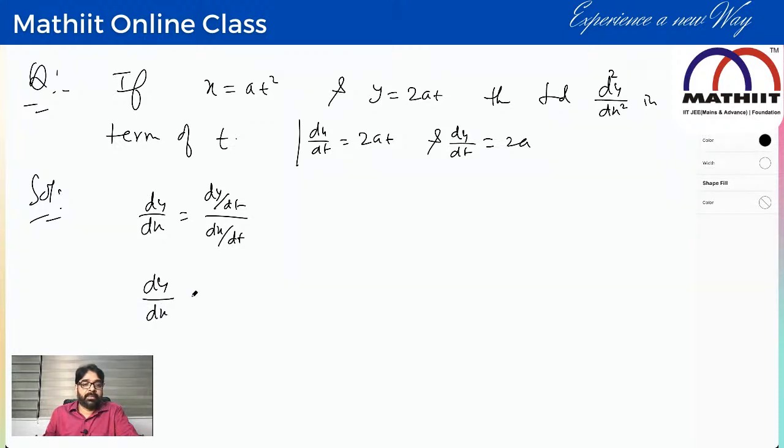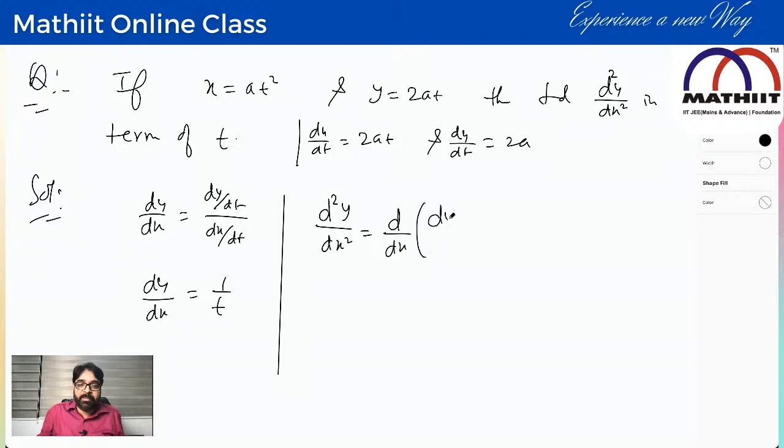So dy by dx will be equal to, just a second, dy by dt means 2a divided by 2at, which is 1 by t. Now listen carefully, everybody. I got dy by dx in terms of t. Now, I want d square y by dx square. That is equal to d by dx of dy by dx.